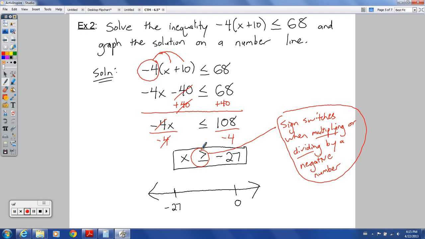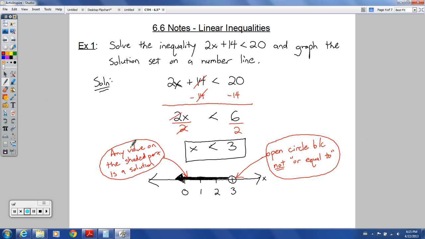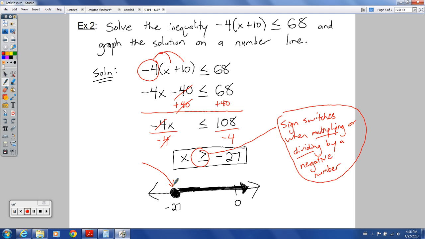And so for here, we've got greater than or equal to. So it could actually be -27. Therefore, I actually fill that circle in this time. And we're talking about anything that's greater than or equal to, so we have to shade it to the right. And it would go on forever, so I'm going to put an arrow right there. So let's make a little note of that for this circle right here. We already said that anything on the shaded part in example 1 was a solution. That same thing holds here, but now we're using a closed circle.